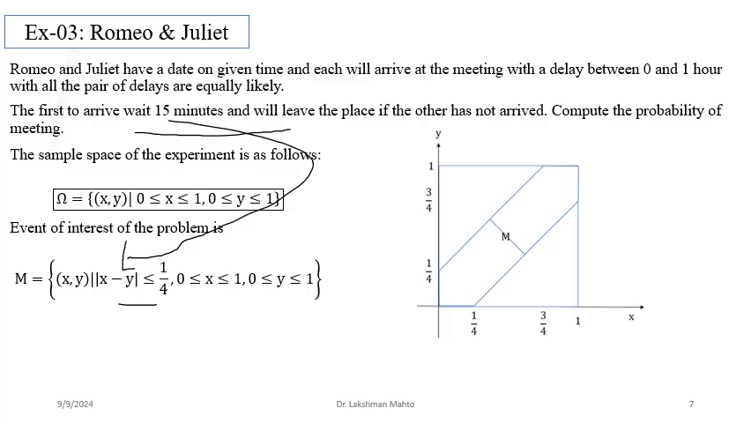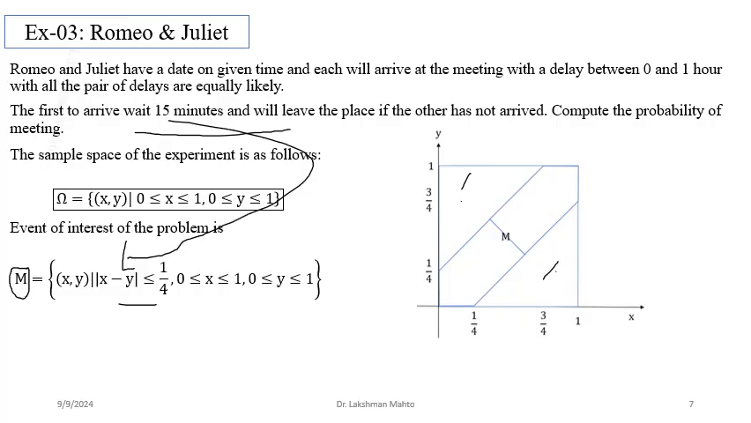So this is the event M. How will we compute the probability of M? There are two ways. Either compute this probability and this probability, or compute this probability, whichever. This one falls in M complement. It is very easy to compute M complement. Why? It has a triangle shape, and here it is 2D, so computing area is much easier. Computing the area of a triangle is much easier.